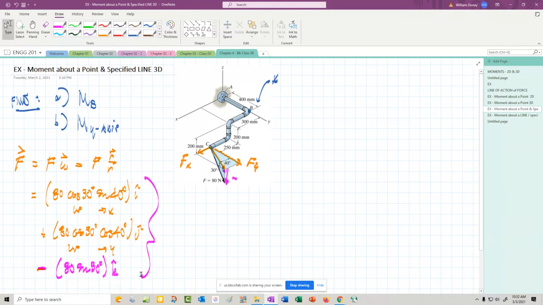All right, if we go ahead and clean it up, I've already done this problem before. I get basically 44.5, 53.1, and minus 40. That's our 80 vector.